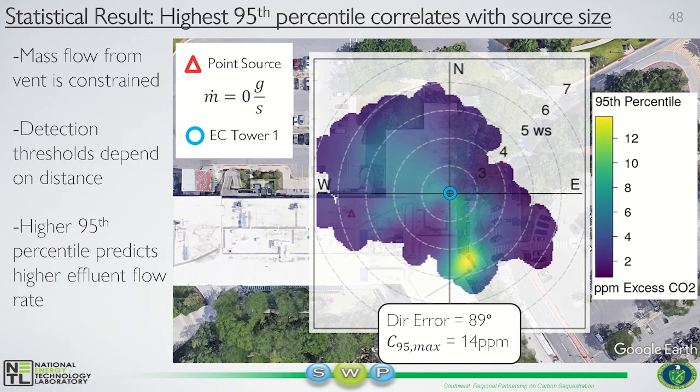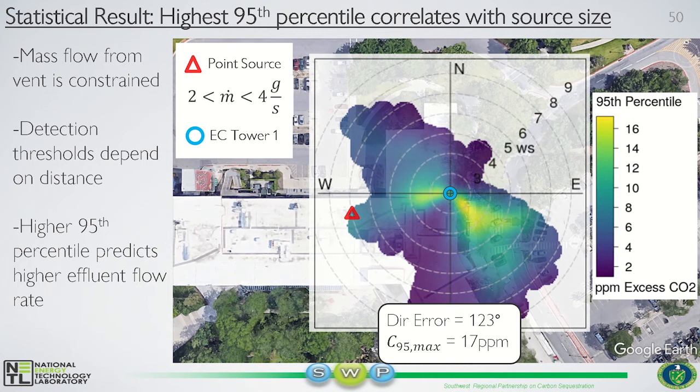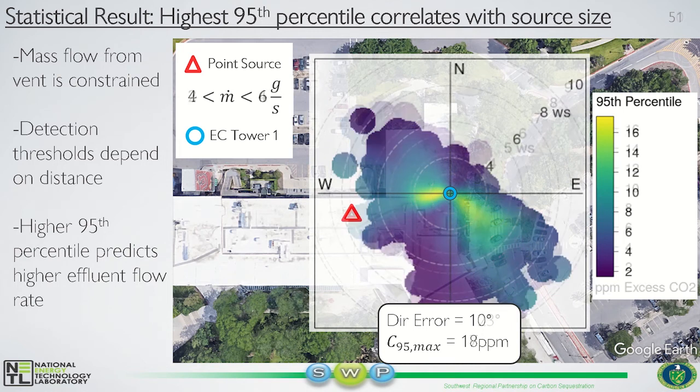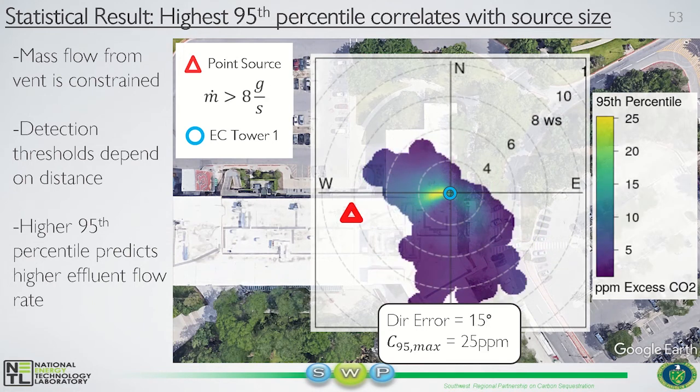Now let's see what happens if we turn up the mass from the vent. At low levels of emission, we are still seeing influence from the southeast with low C95 max values. However, as we increase the vent size, we can slowly see that our directional error is reduced, and the larger the source size, the better we are at detecting it.